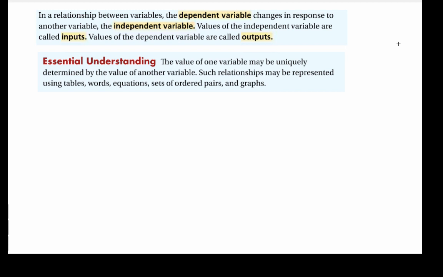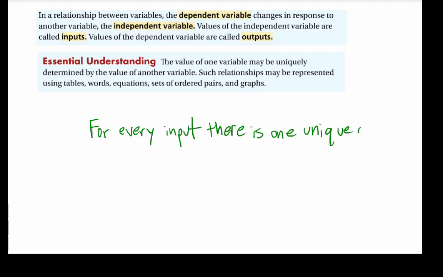So, this essential understanding, when you connect it to this concept of dependent and independent variables, what that means is that what we say a lot of times is that for every input there is one unique output. Okay, and what that means really is, in terms of variables, the most common variable that we use for input is x, and our most common output variable is y. So another way to say this would be for every x, there is one unique y when we're talking about functions.